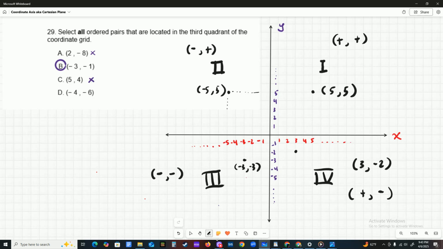And let's try D, -4, -6. -4, -6 is actually right here, and it is negative, negative, so it is the third quadrant, my mistake. So, select all ordered pairs that are located in the third quadrant: B and D are the answers.